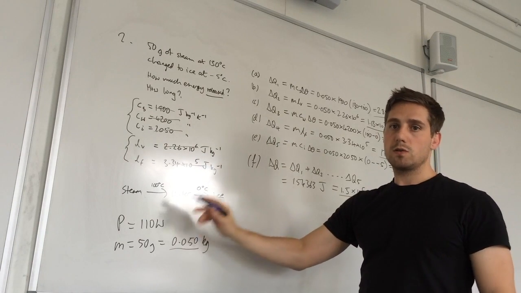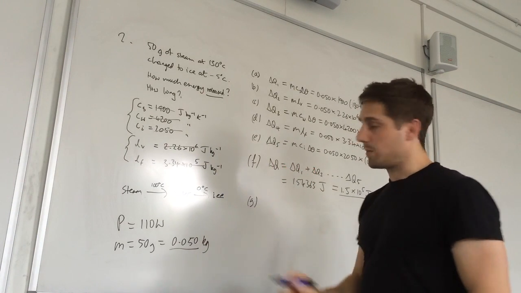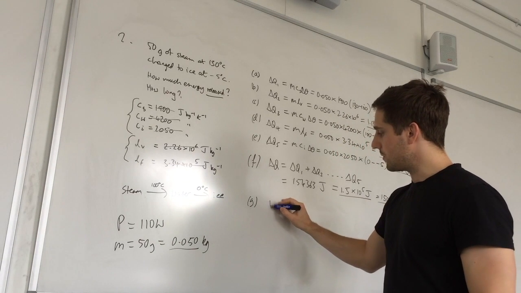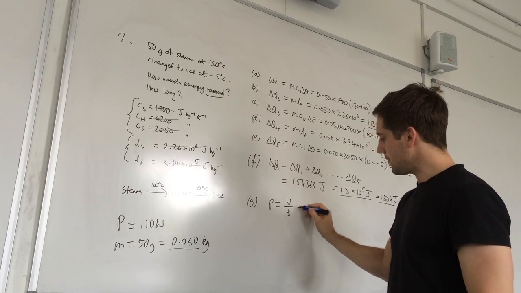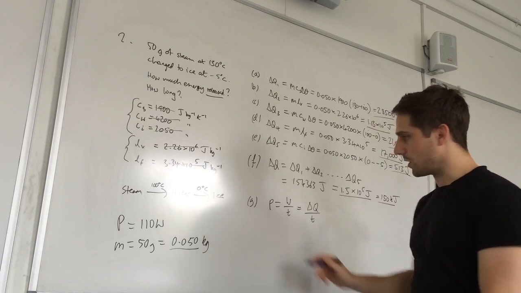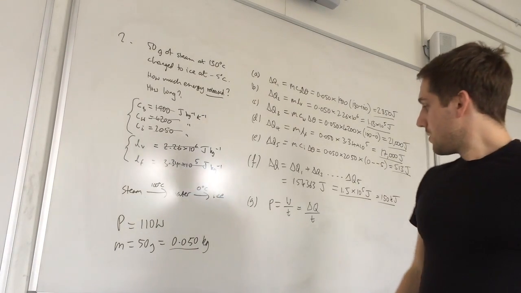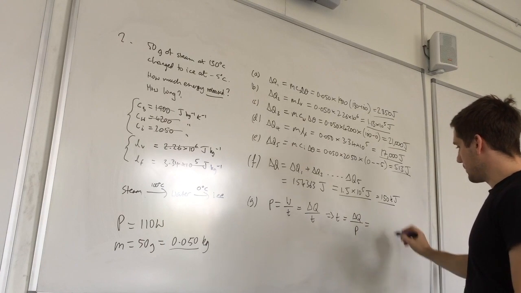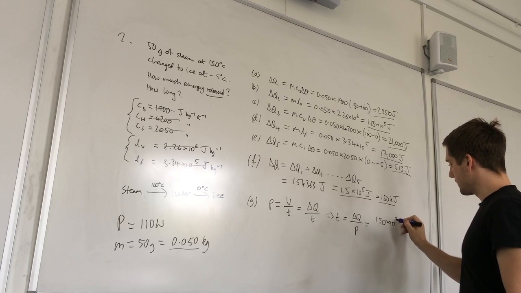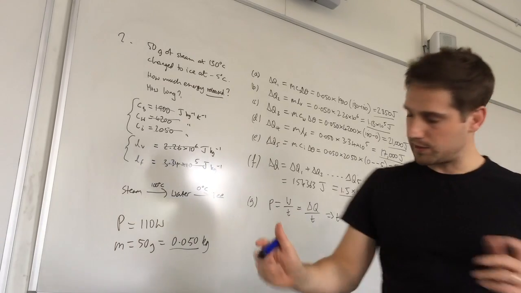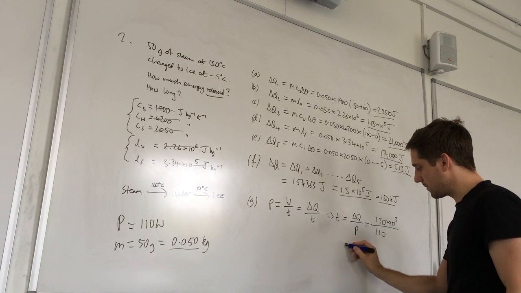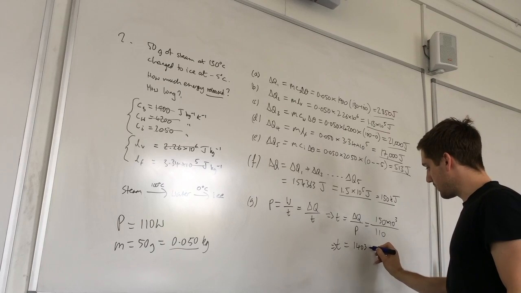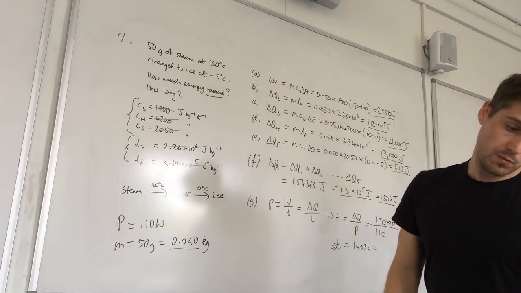Now we can use the power to work out how long that would take. So if we were using some kind of cooling system which requires energy, then this is our power, and we can use that power to work out how long it would take at 110 watts. We need to rearrange this for T. T is delta Q over P, which is 150 times 10 to the 3, divided by the power, 110, and that equals T is 1,403 seconds. Now divide that by 60 and we get it in minutes.